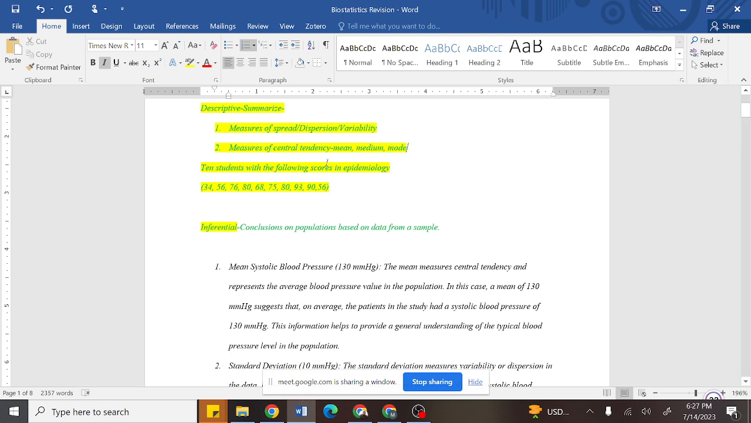These are obvious things that you studied in secondary and primary. You know the mean, which is the sum over the total number. So you're going to add this, divide by 10, because there are 10 students. You get the mean.